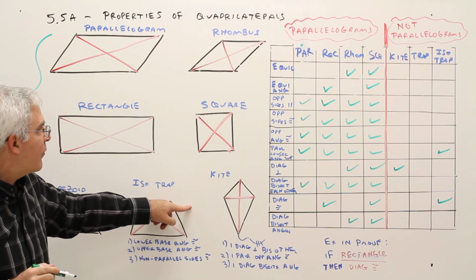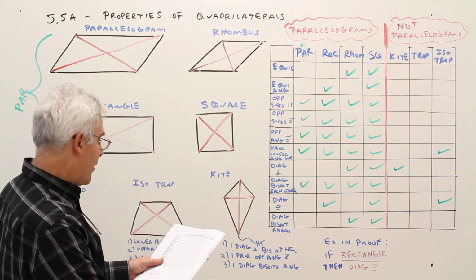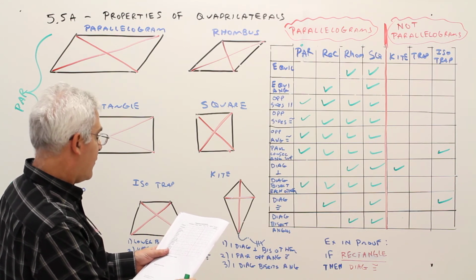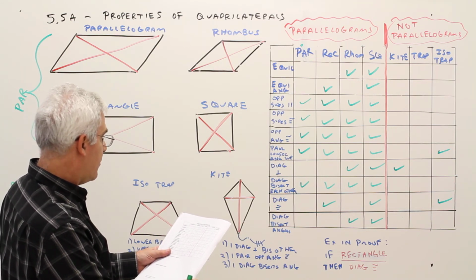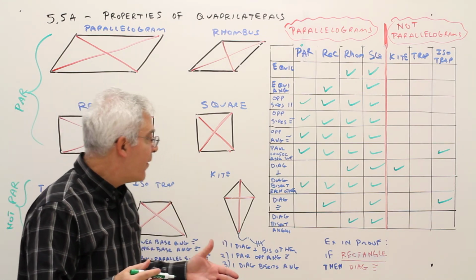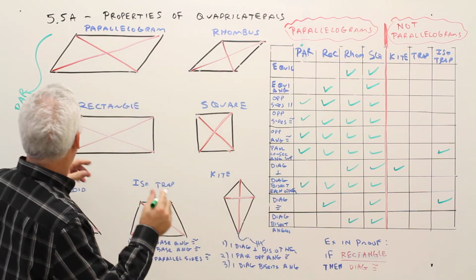Where do you get the diagonals being congruent? Let me do a quick check to see that I haven't forgotten anything here. I'd hate to have to redo all this. That looks good.